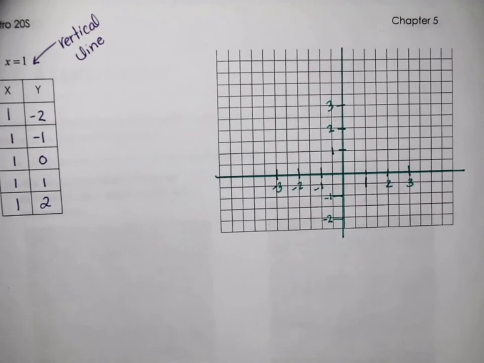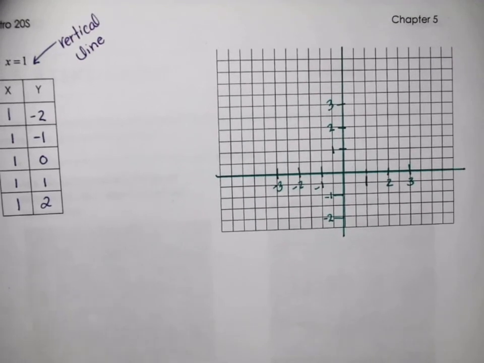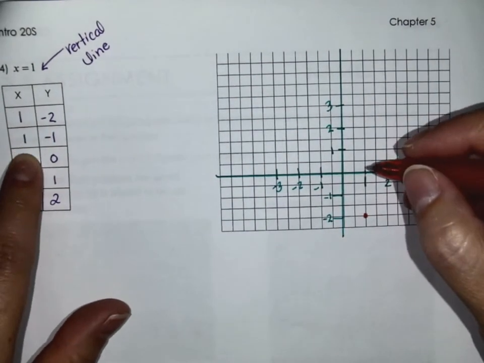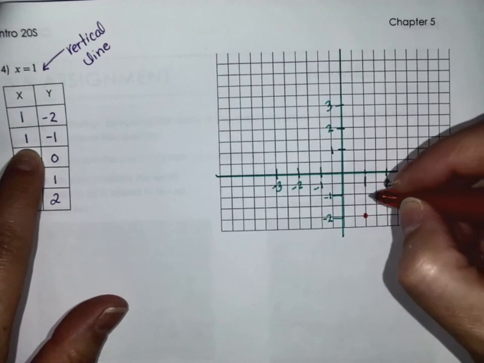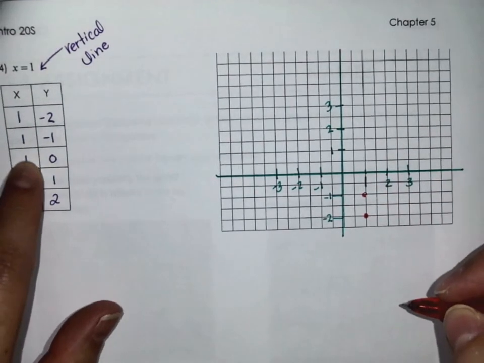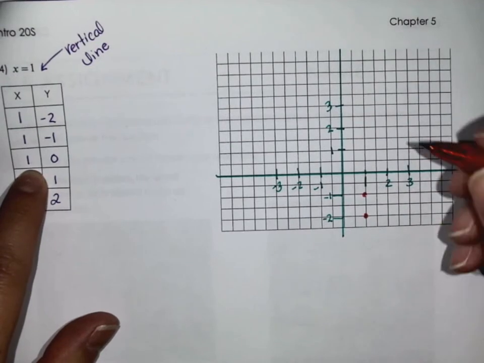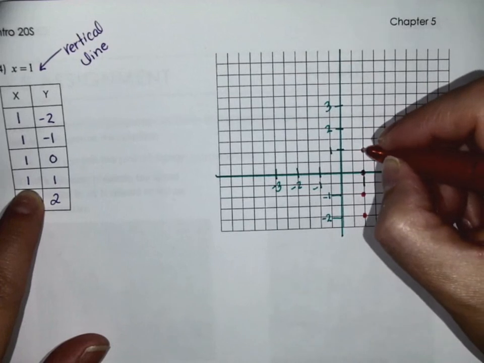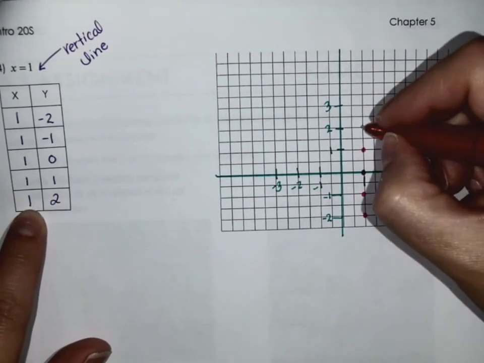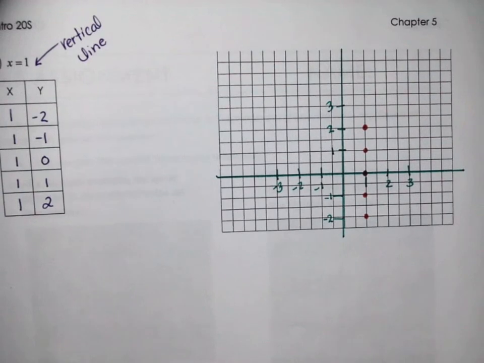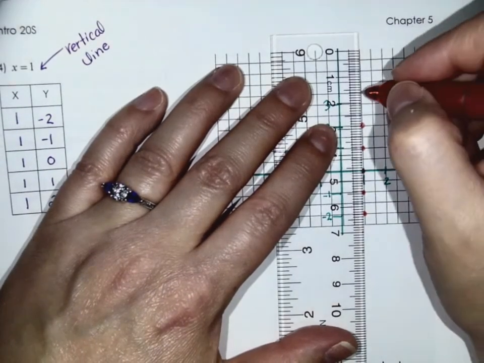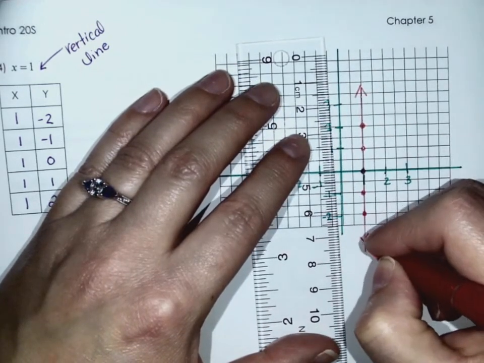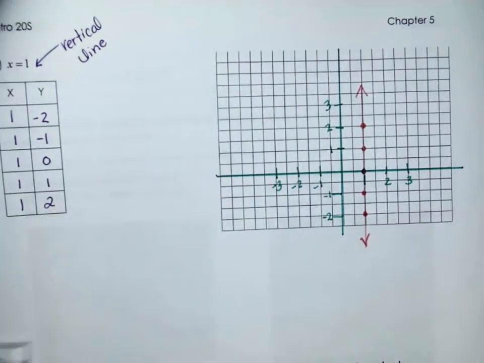All right, we ready to plot the points? So when x is 1, it can be -2. When x is also 1, it can be -1. When x is 1, it can be 0. When x is 1, it could be +1. And when x is 1, it could be +2. I'm going to put arrows on those because those could continue on for a long time if I wanted to.